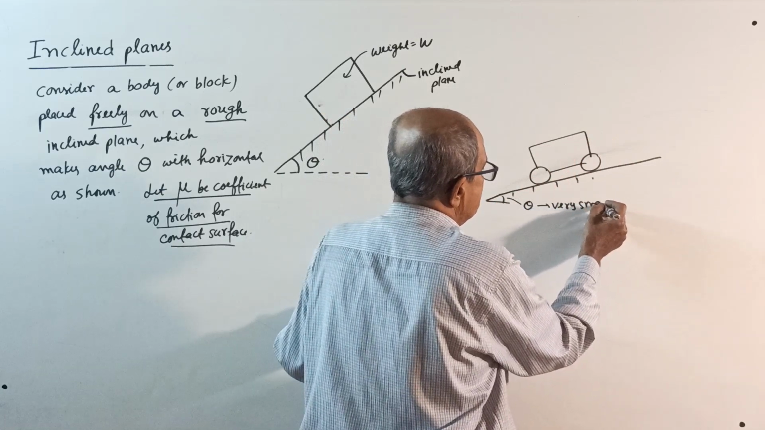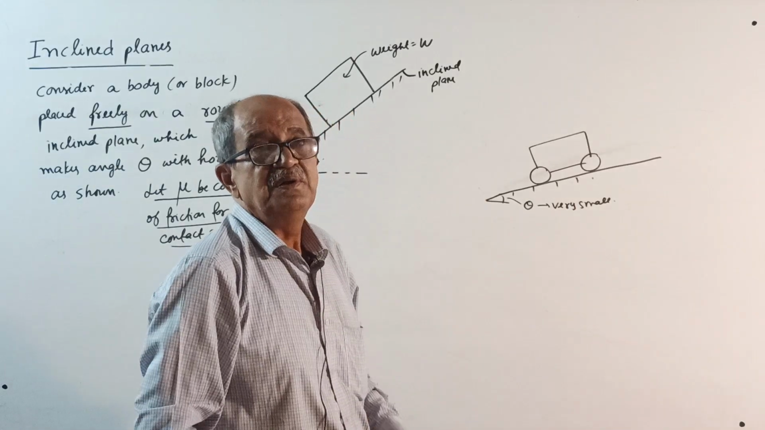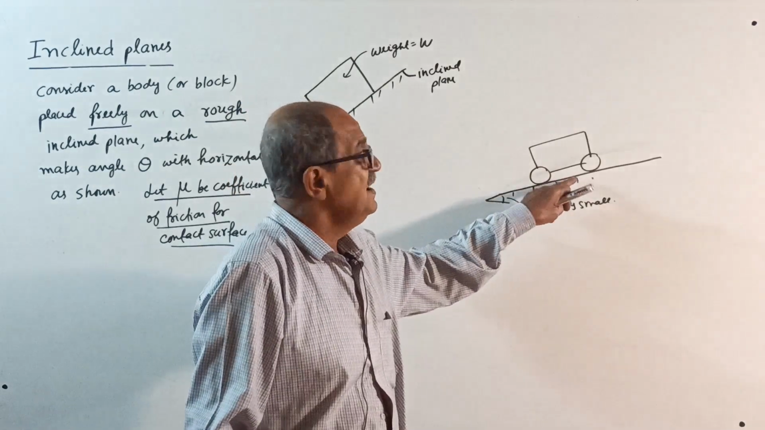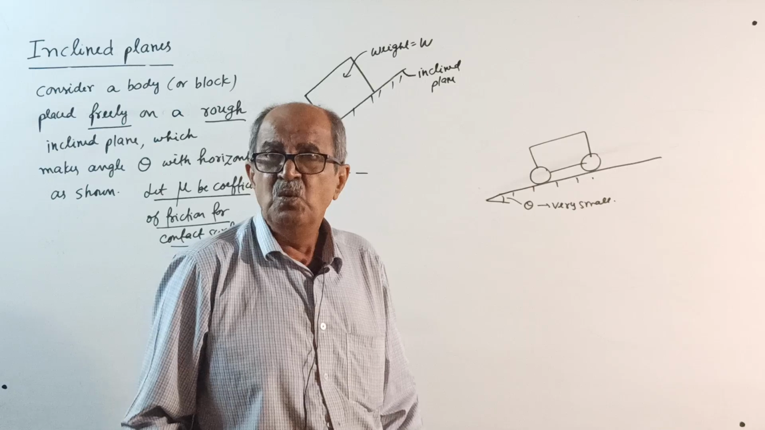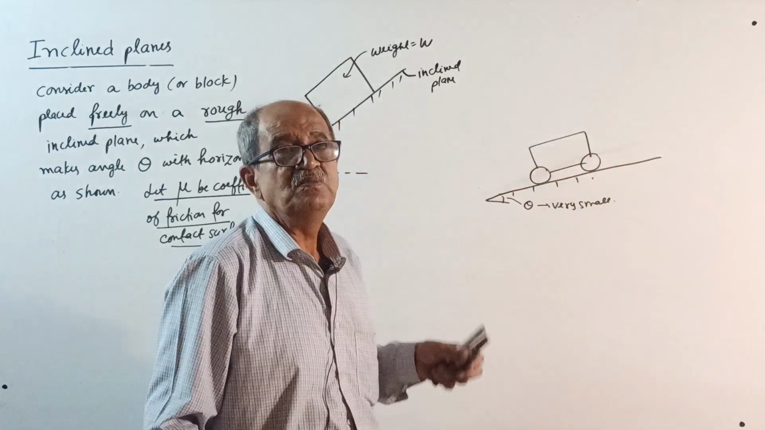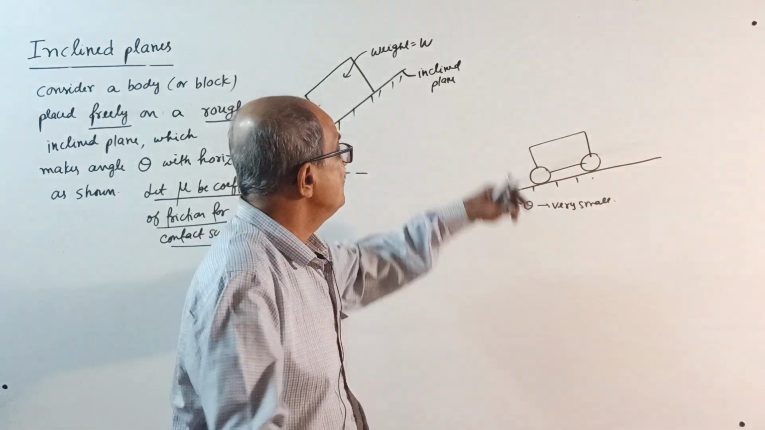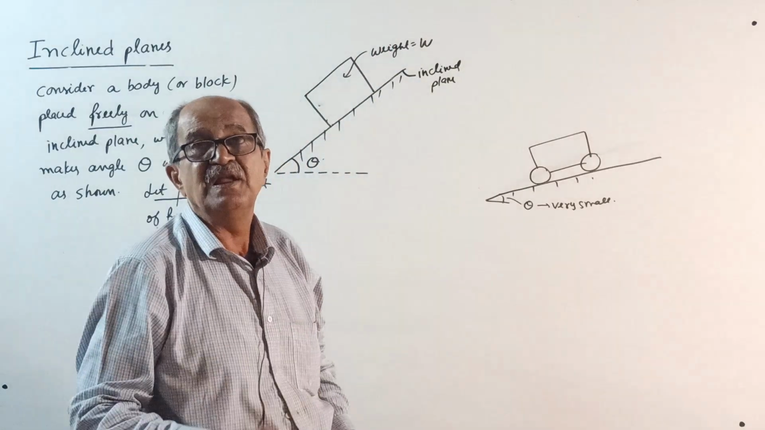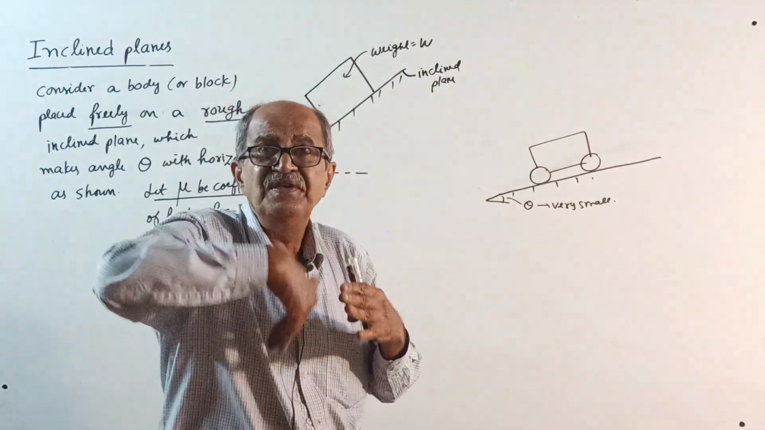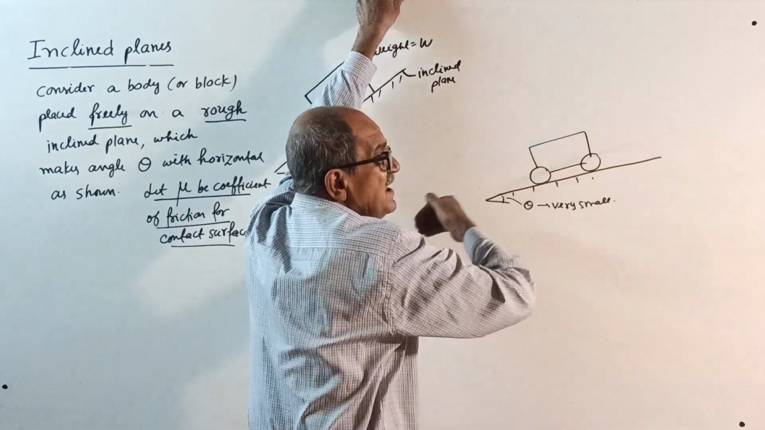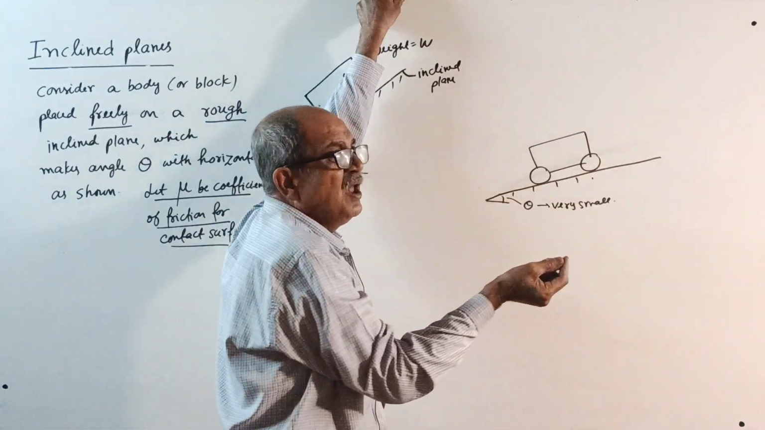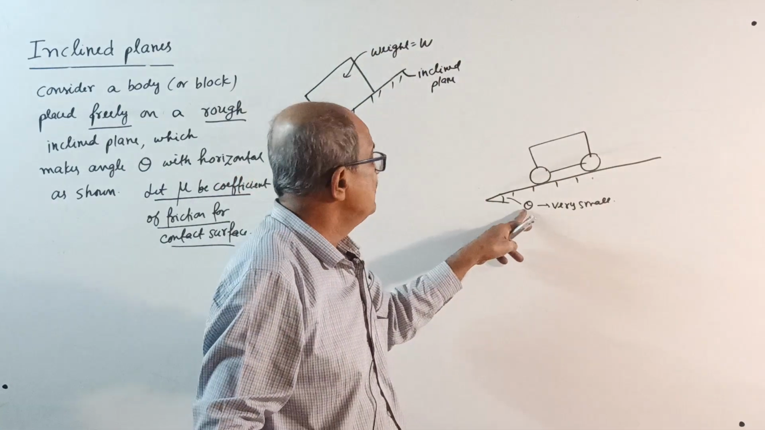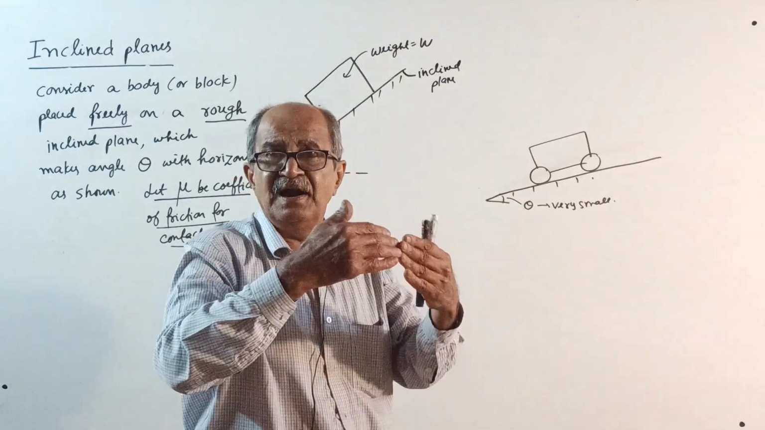Very small angle. Like, no brakes are applied. It is on neutral. Most probably, it will start sliding down. What is the reason? Because here it is rolling friction, not sliding friction. A vehicle will roll very easily, so most probably it will start sliding down. Maybe for a very small angle it will be stationary, but even at 10 degrees it will start sliding down.